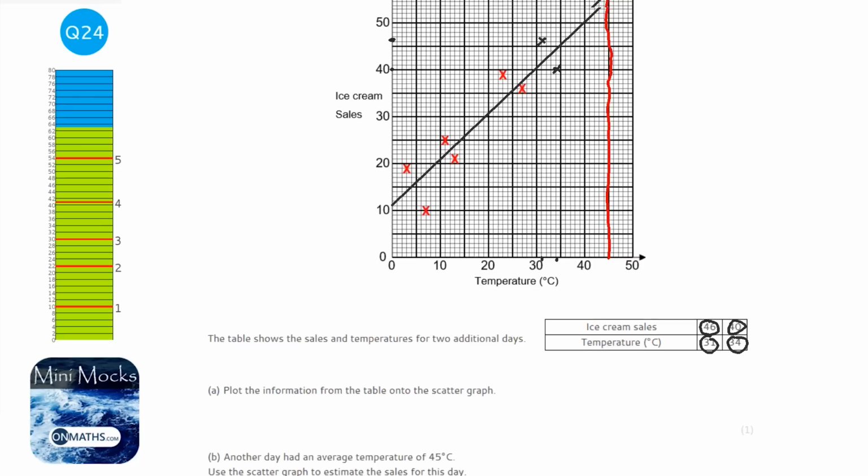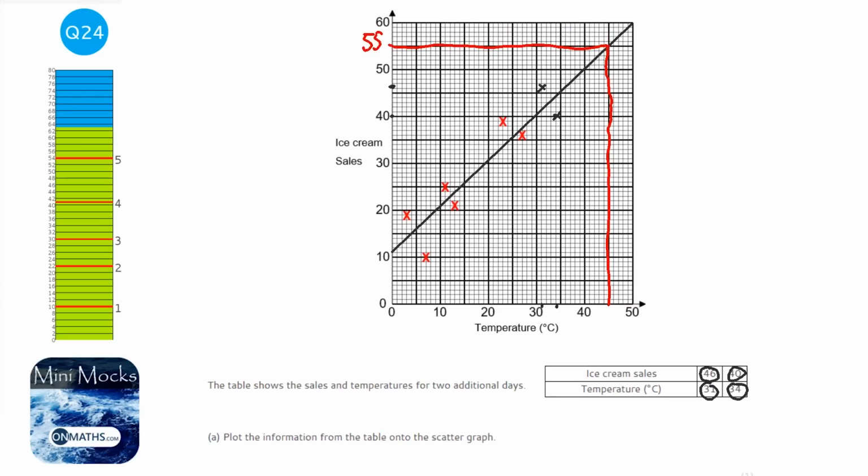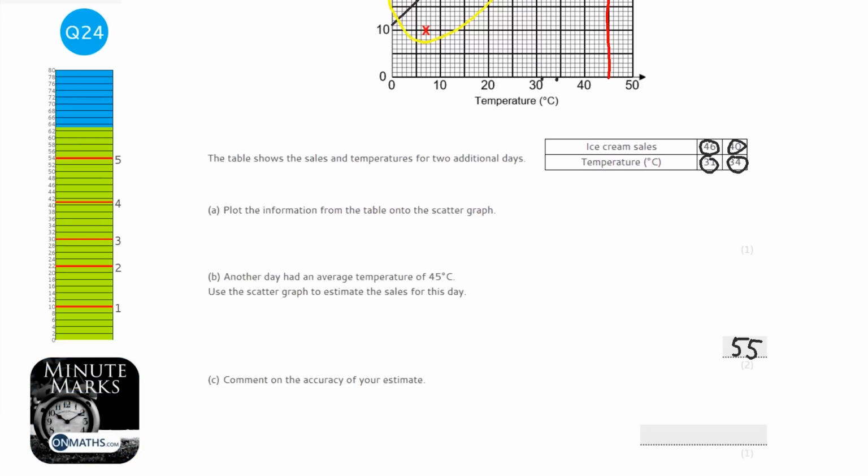Now, what do we notice about this? Well, look at where all the data is. All the data is here, and yet we're estimating outside the range of the data. Okay, it's called extrapolation where you do that.